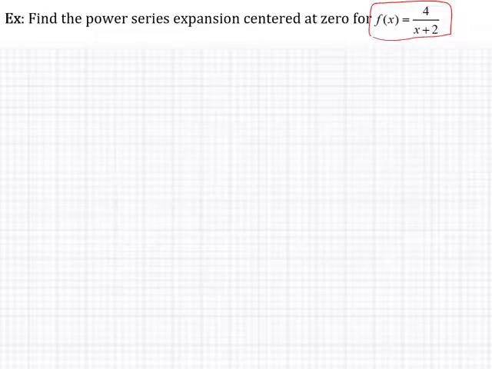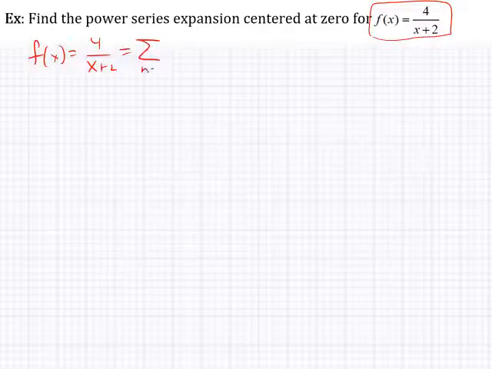All right, so here we want to find the power series expansion centered at 0 for this function. We're going to do this through geometric series, just like the last example. We have this function 4 over x plus 2. We want to write it as a power series centered at 0, so that would be the sum of a sub n x to the n. So we're looking to figure out what this power series would actually be. Really, we're ultimately trying to find this a sub n piece.